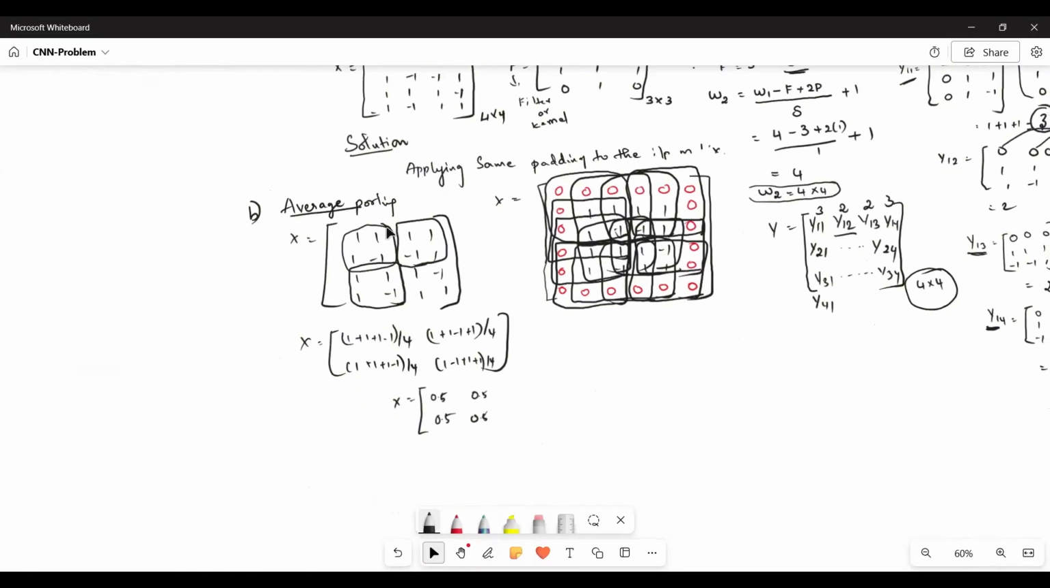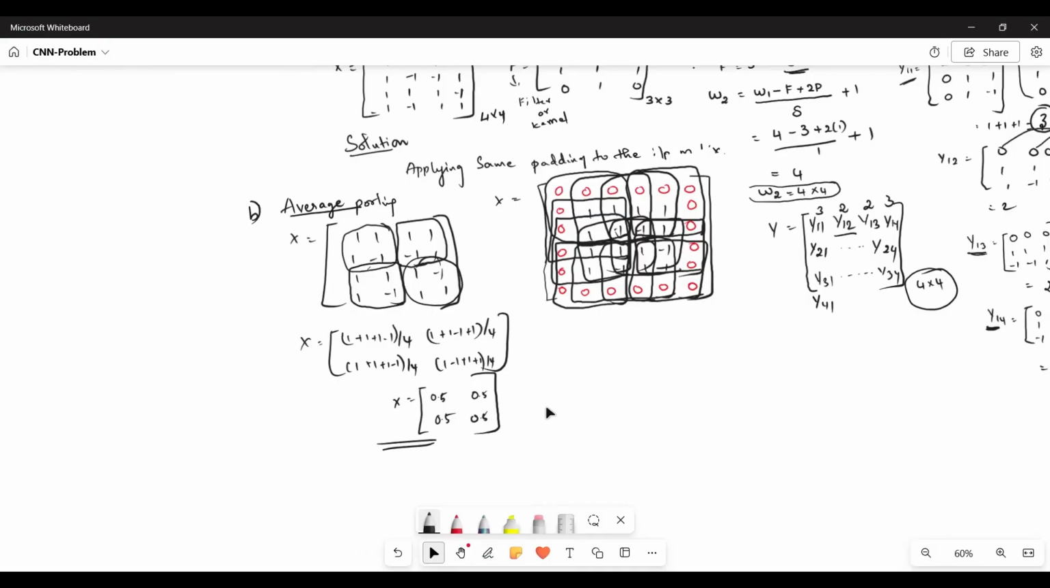So we are going to perform average pooling with this 2 cross 2 matrix, that is with the pixel values. So 1 plus 1 plus 1 minus 1 divided by 4. Since we have 4 elements, it is divided by 4. And then the average value of this, the average value of this, and this is the output matrix, the X after applying average pooling.